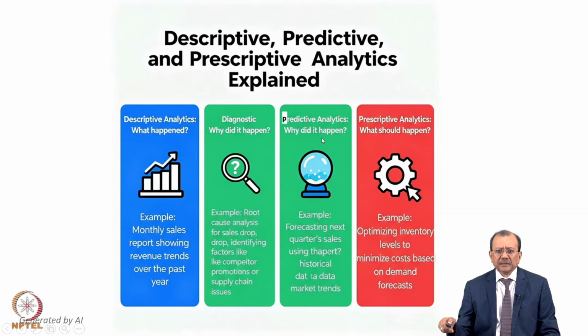And predictive analytics, what did happen? Why did it happen? It is printed wrongly here. Predictive analytics will say what can happen. What can happen? That is what predictive analytics is predicting. So forecasting the next quarter sales using the historical data. You make use of the historical data. While in case of prescriptive analytics, it makes use of real-time data, optimizing inventory level to minimize cost based on demand and forecast.